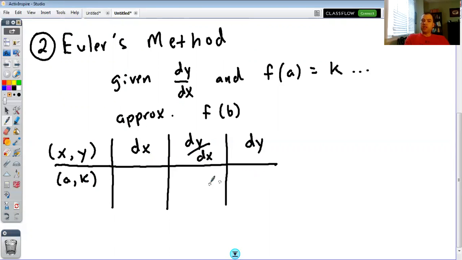Then you're going to take the changes. You're going to take dx and add it to a. You're going to take dy and add it to k and create a new point. And you're going to continue to do Euler's method until the number of steps has gotten you to the point that you are trying to approximate at b. Don't overthink this. Just take your time, go slow, and work through those computations efficiently, but also correctly.